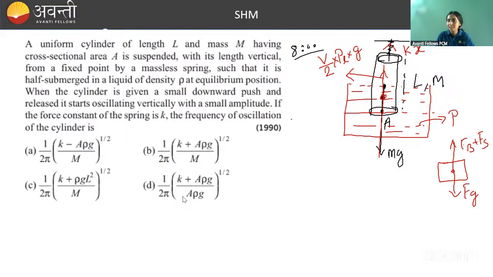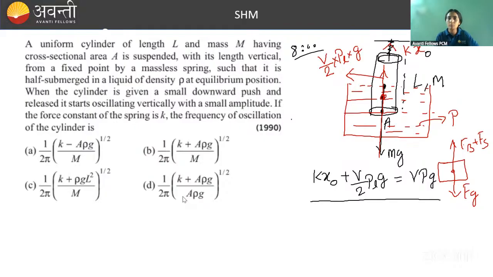So if it is at rest, we need to equate these two. First you equate this. So when you equate these two, what are you going to get? You will get Kx naught, where x naught is what? x naught is the extension in the spring when the system is in equilibrium. So let's write it x naught. So Kx naught plus (V/2) rho L g will be equal to V rho g, that is M into g. Rho I have taken as the density of the cylinder. So this is the case in the equilibrium position.